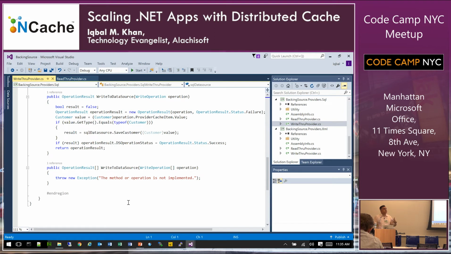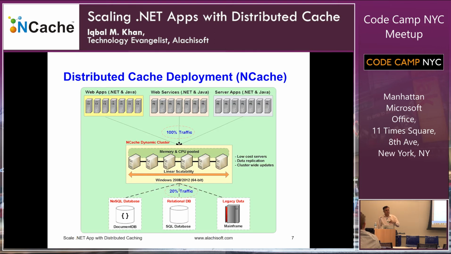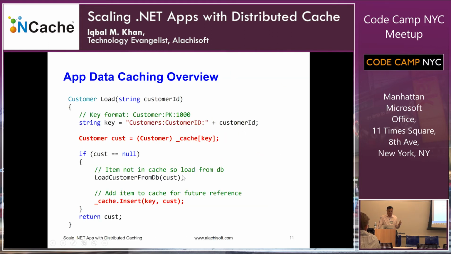So the benefit of read-through, of course, is that you go into the cache, you say cache.get. Cache doesn't have the item. Well, cache knows your database, so cache calls the read-through handler. The read-through handler goes and gets the data from the database. NCache puts it in the cache and gives it back to you. So from your application's perspective, the cache always has the data.